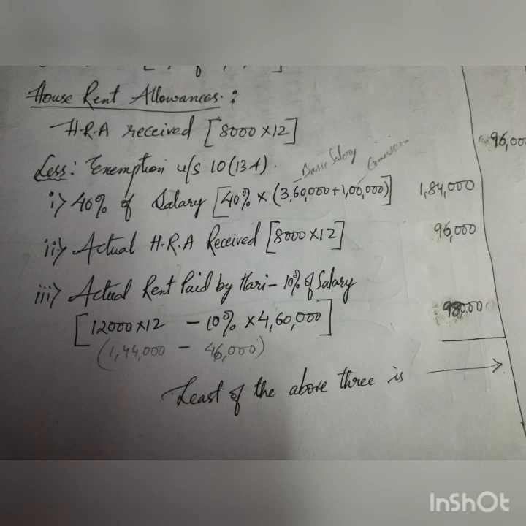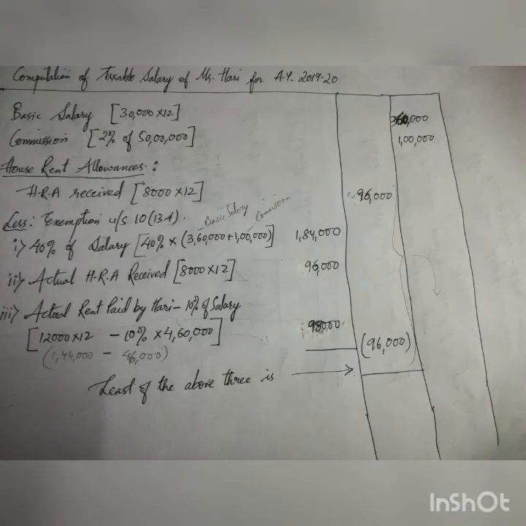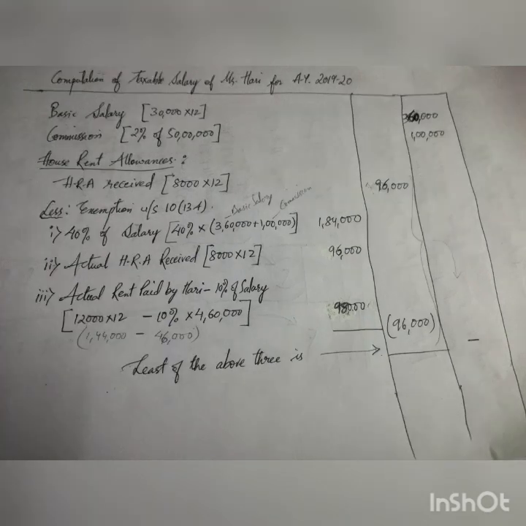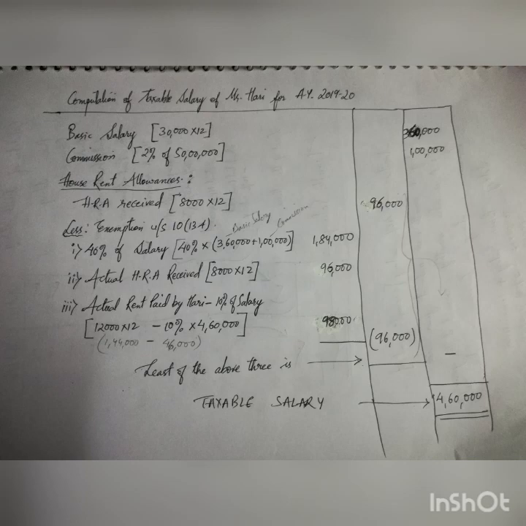Now after getting these 3 amounts, you see which one is the smallest. So the smallest is 96,000. So this 96,000, write down in the outer column. Now the above 96, below 96, you subtract. So when you subtract, it comes as nil. So in the outer column, you just give a small dash like this. That's it. Then you add all the outer column. After adding all the outer column, you get 4,60,000. That is your taxable salary.